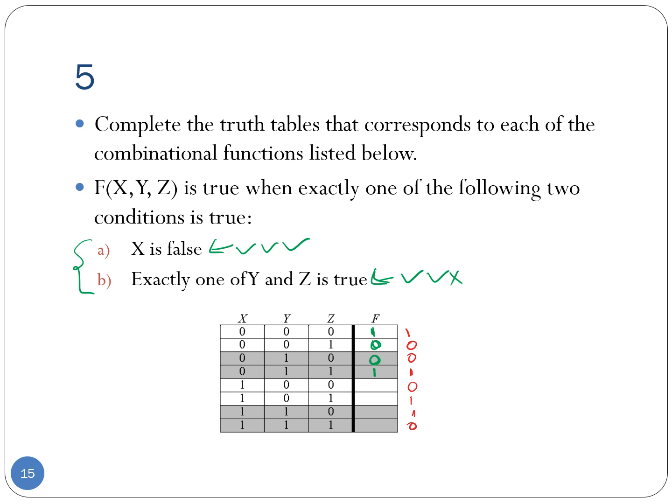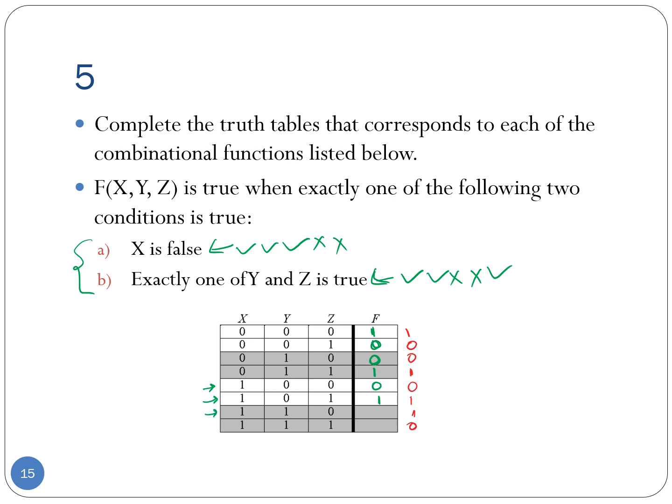Now in the fifth row here we have x equal to 1, so the first condition is false, and y and z both are 0, so the second condition is also false, so the output would be 0. Next we have 1 0 1, so x is true, so the first condition is false, and z is 1 but y is 0, so the second condition is true, so the output can be 1.